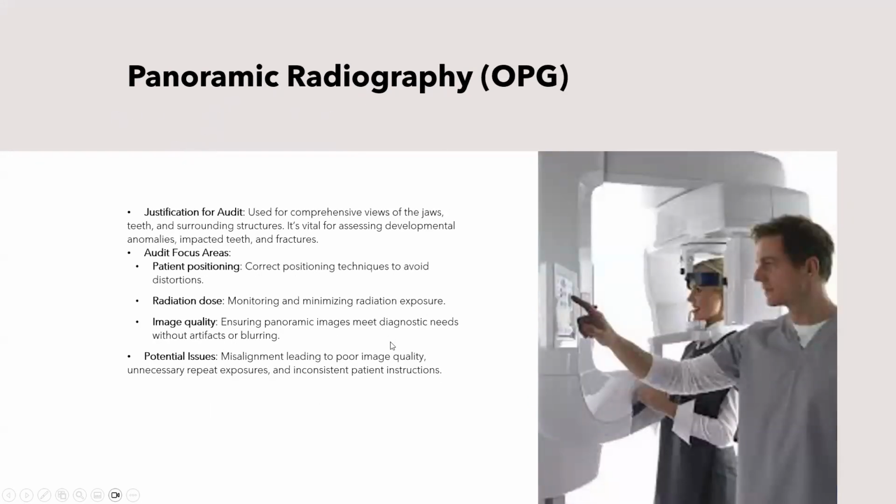Then comes panoramic radiography. Justification for audit: used for comprehensive views of the jaws, teeth, and surrounding structures. It's vital for assessing developmental anomalies, impacted teeth, and fractures. Audit focus areas: patient positioning, correct positioning techniques to avoid any distortion. The patient's Frankfurt horizontal plane should be parallel to the floor, etc., so that there won't be any problems with the angulations, and then you have to repeat the X-ray.